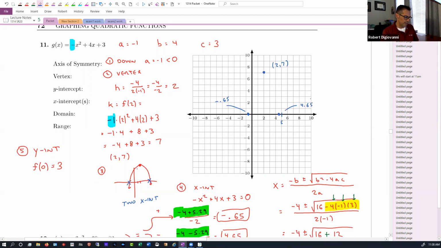Am I missing anything? Anything else I need to put on this graph? The Y-intercept. The Y-intercept is 3. That puts here. It's 3 units up, right, on the Y-axis. Got my axis of symmetry. And now I'm going to draw this thing. And I'm going to go off to the left first, try and connect the dots here. And then to the right, I'm going to just kind of do the same thing as best I can. There we go. That's it.